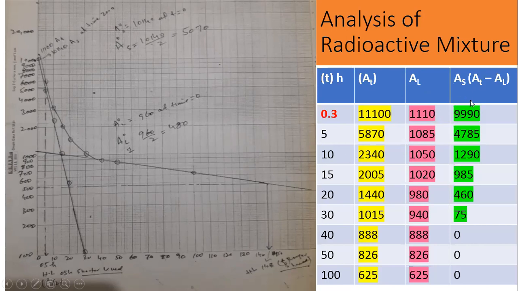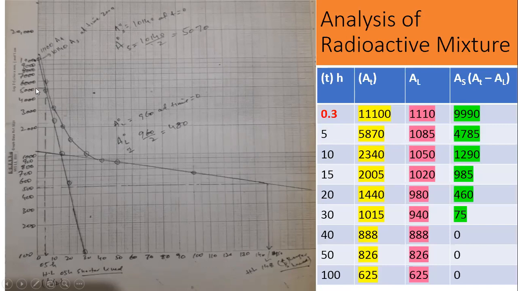So how can you identify the activity for the shorter lived? Just subtract the longer lived activity from the total activity. This minus this will give you the value of 9,990, and you can plot over here. This will be 9,990, very close to this point. The second point is at time 5 hours, where the total activity was 5870.